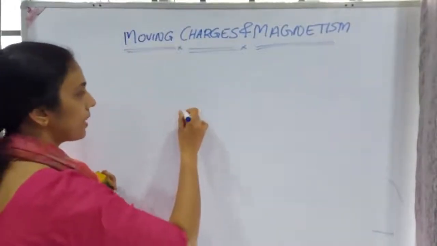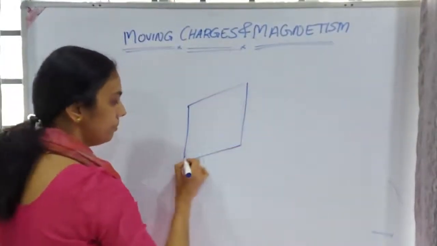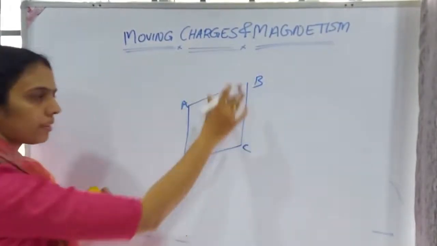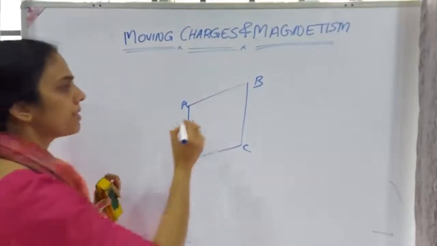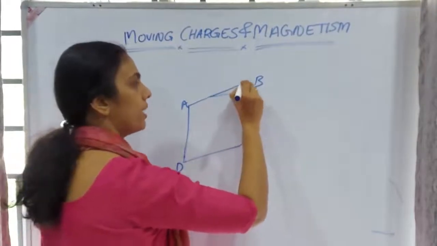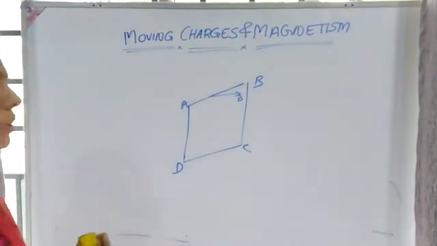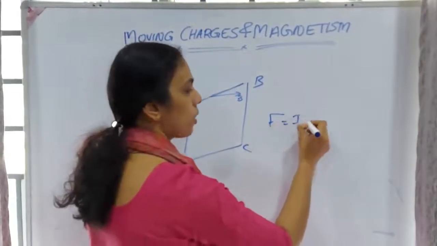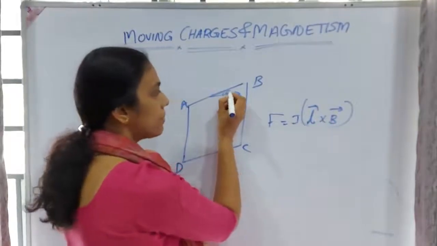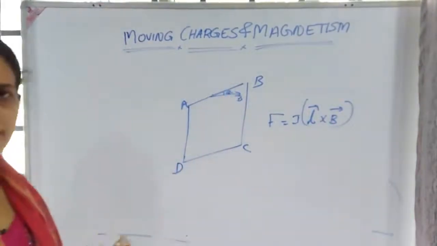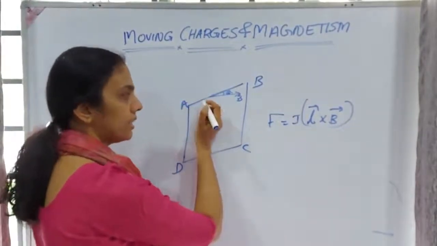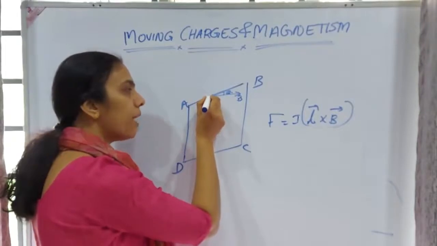So when we are considering a rectangular coil, see, for this A, B, C, D, this is the rectangular coil. Magnetic field is acting like this. This coil is here. We know the force acting on the coil is F equals IL cross B. This is the formula. So theta is the angle between these two, length and breadth.